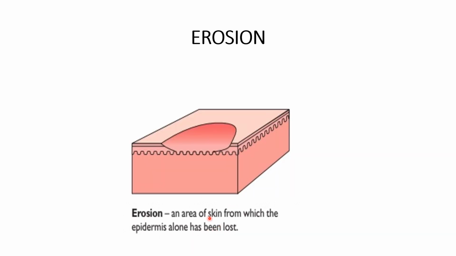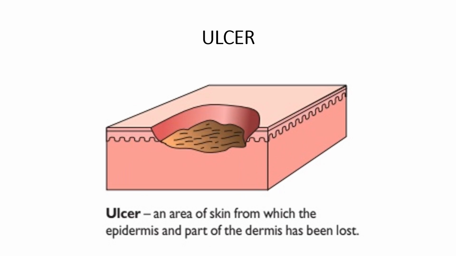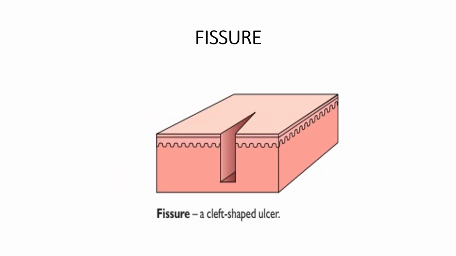Erosion. Erosion, an area of skin from which only the epidermis is lost, is known as erosion. But when epidermis as well as dermis both are lost, this is known as ulcer. When the epidermis is lost, it is known as erosion, and when epidermis and dermis both are lost, this is known as ulcer. Fissure. A cleft shaped ulcer. It is fissure.